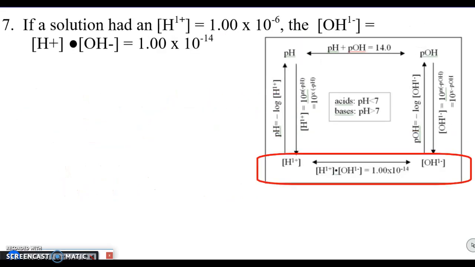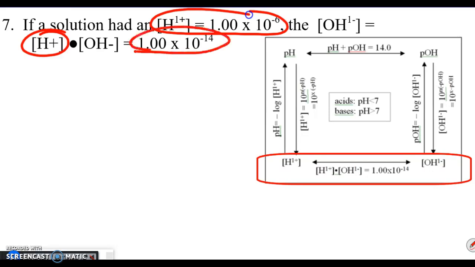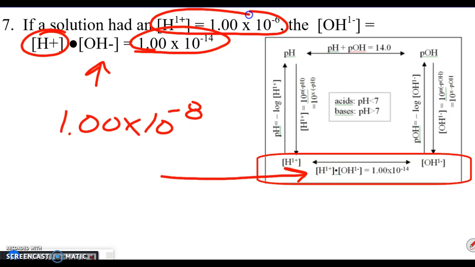7. If the solution had a hydrogen ion concentration of 1.00 times 10 to the negative 6, what would be the hydroxide ion concentration? So we know this part right here, and we know this part right here, and we have to solve for the hydroxide ion concentration. Go ahead and solve that. Pause the video as you do so. The answer in this case would be 1.00 times 10 to the negative 8th if you punched everything into your calculator correctly. Again, the formula that we're using is right on the front of your cover. You will always get to use that on quizzes and tests.